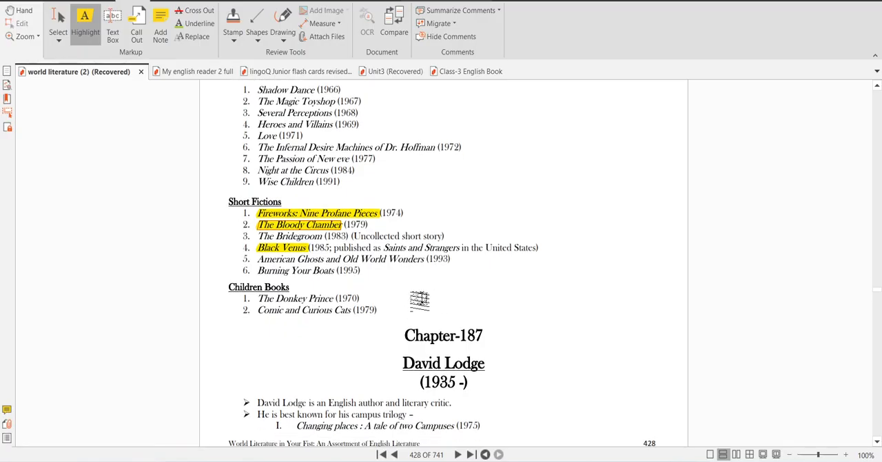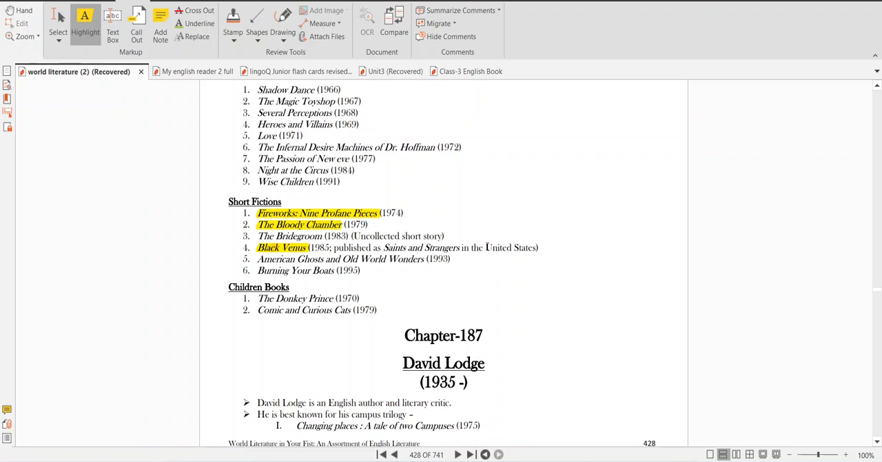Read it. Then we have Black Venus. Why is it important? Because it was published as Saints and Strangers in the United States, and it was influenced by Baudelaire. In Black Venus, Angela Carter takes elements from the poetry of a famous French poet and places them in a very different paradigm, and that French poet is Baudelaire. Baudelaire has written a poem, Black Venus. Baudelaire was a French poet who expressed the ennui and frustration of his time. He is associated with the French symbolist movement, a kind of forefather to it. So he wrote a poem called Black Venus, but this Black Venus is very different.